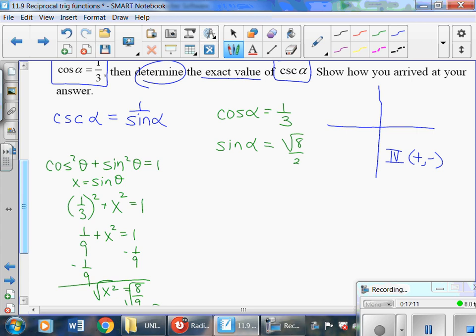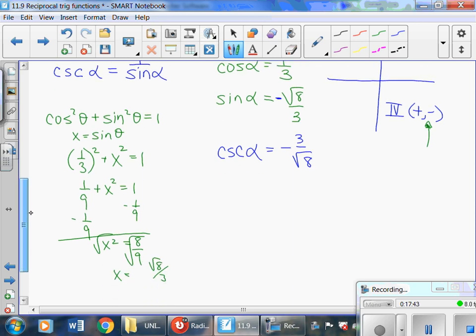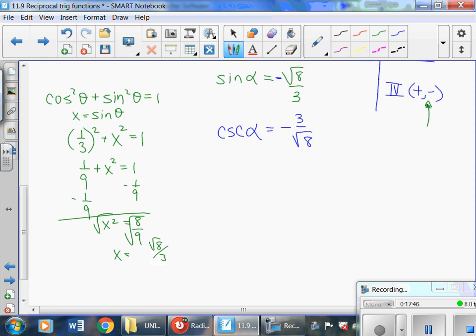But beware, what is the sign of my sine in the fourth quadrant? It is negative. So make sure you're adding a negative out here. And then it's not asking us for the sine of theta, it's asking us for the cosecant. So I know that the cosecant of alpha is equal to the reciprocal. So it's -3 over rad 8. Now again, remember what I told you? If you left it that way, you actually would lose a point because you can't have a radical in the denominator. So there is some reducing to do.